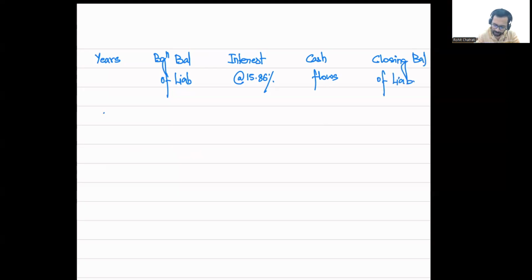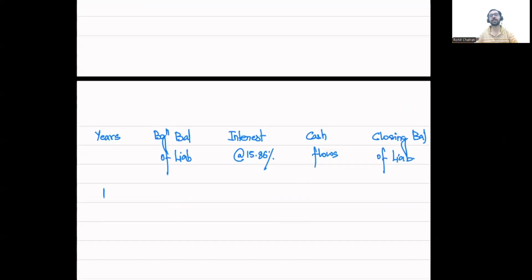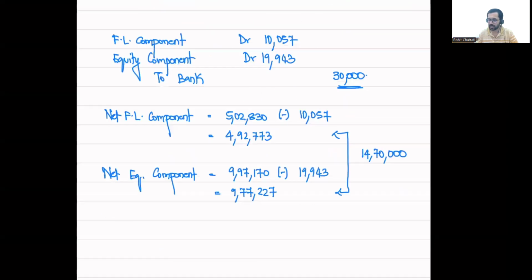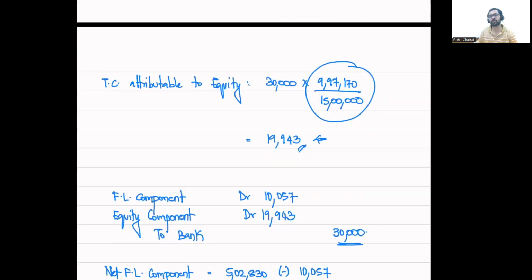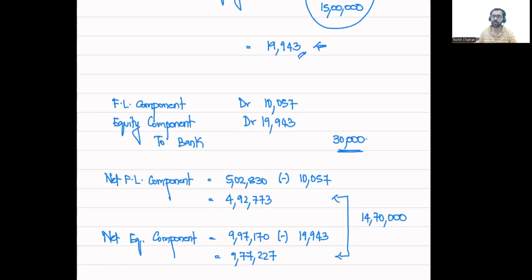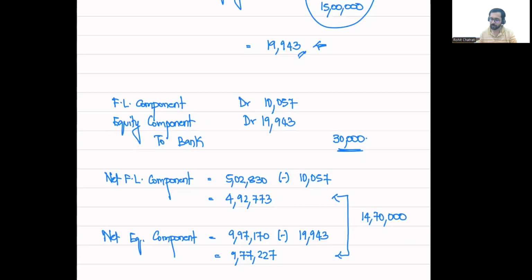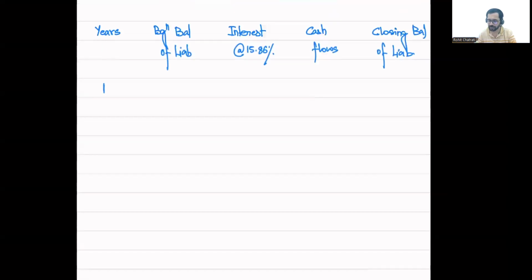Now coming to year one. At year one, what was the beginning balance of the liability? What was the beginning balance of the liability on 1st of April 2021? The answer is not going to be 5,02,830, because on day one itself, after recognizing 5,02,830, you debited or reduced your liability by 10,000. Therefore, the liability at the beginning of year one was actually 4,92,773.